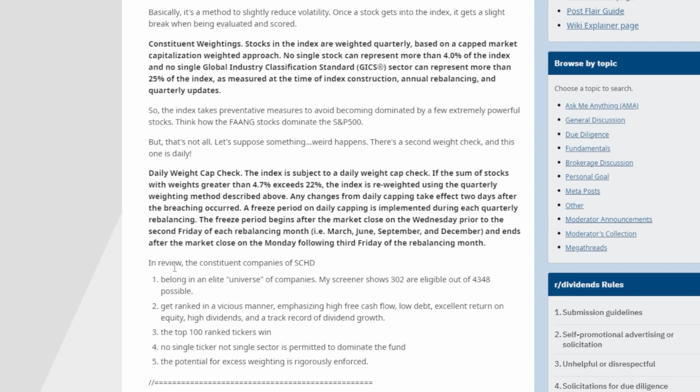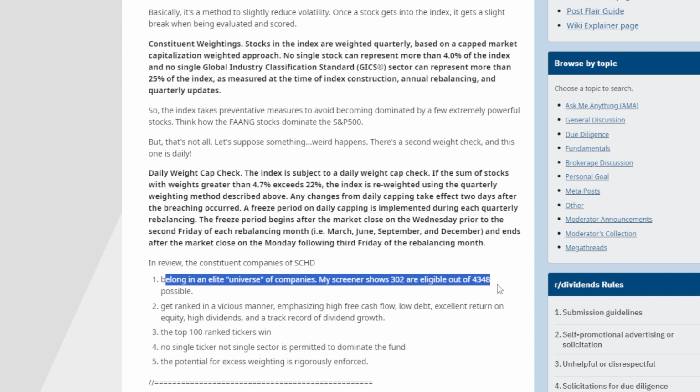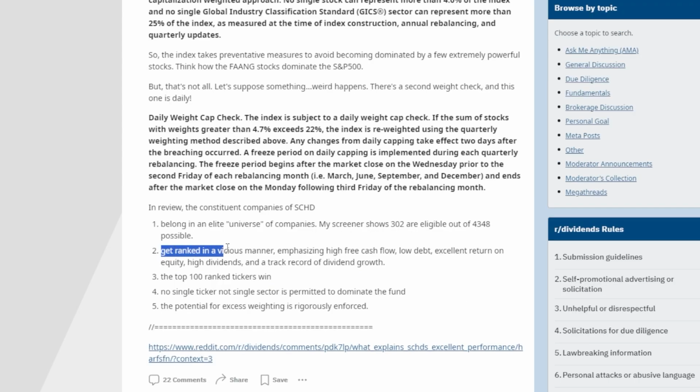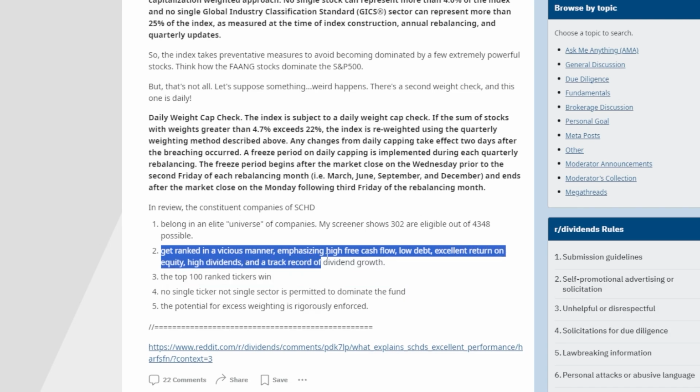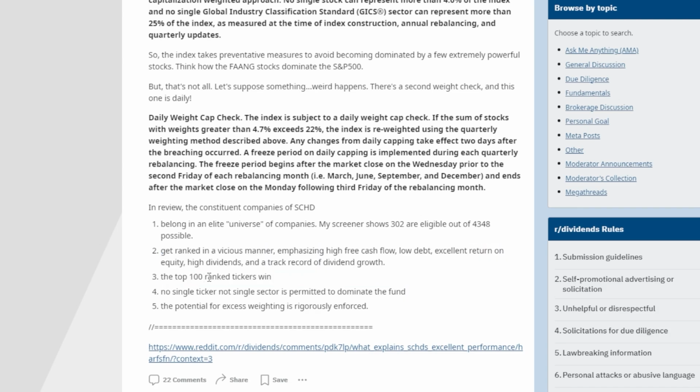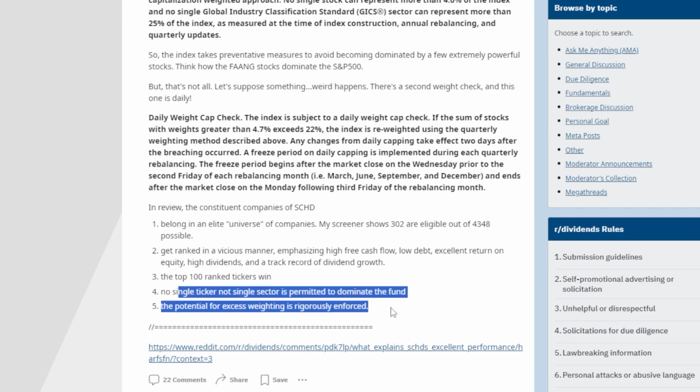Now lastly, it says in review of the constituent companies, SCHD: Number 1, belong to an elite universe of companies. My screener shows 302 are eligible out of 48 possible. Number 2, gets ranked in a vicious manner, emphasizing high free cash flow, low debt, excellent return on equity, high dividends, and a track of dividend growth. Number 3, the top 100 ranked tickers win. No single ticker, not single sector is permitted to dominate the fund. The potential for excess weighting is rigorously enforced.